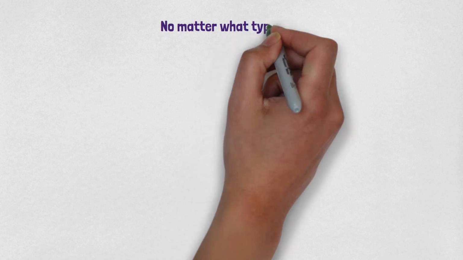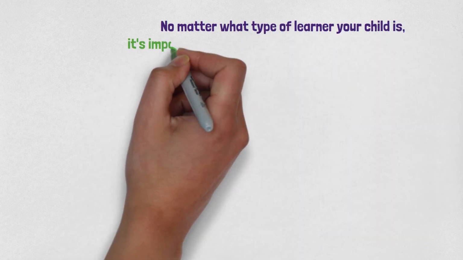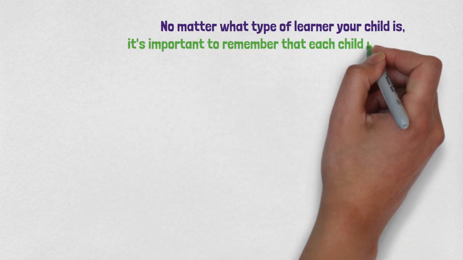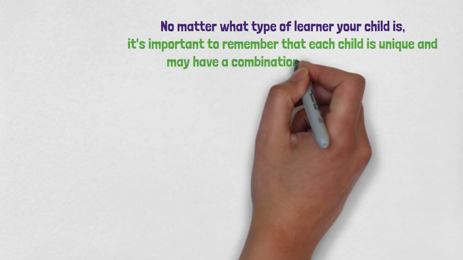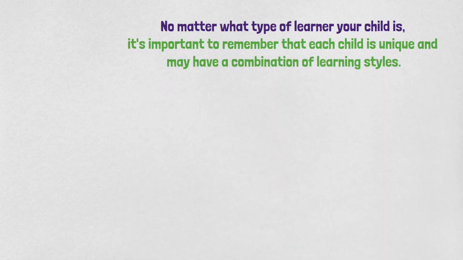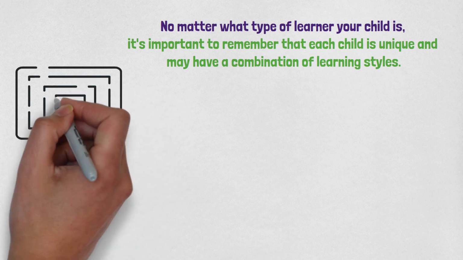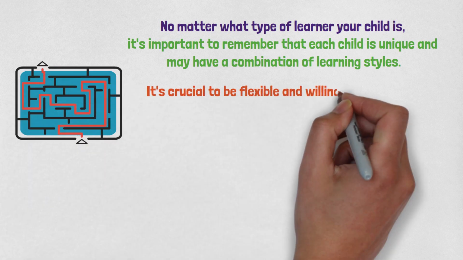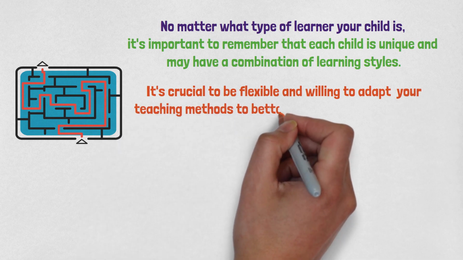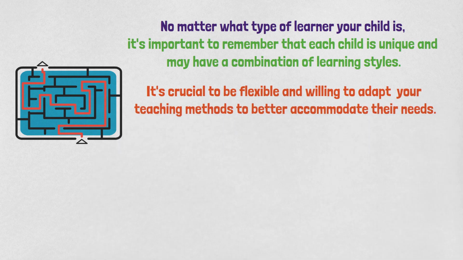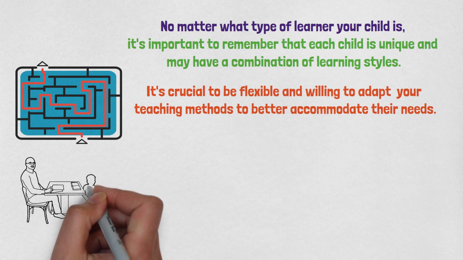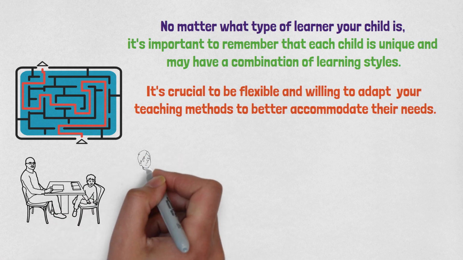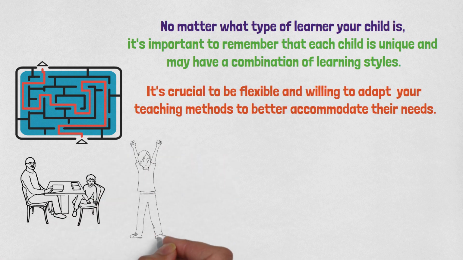No matter what type of learner your child is, it is important to remember that each child is unique and may have a combination of learning styles. It is essential to keep in mind that your child's learning styles may change over time, and it's crucial to be flexible and willing to adapt your teaching methods to better accommodate their needs. By supporting your child's unique way of learning, you can help them build confidence, self-esteem, and a love of lifelong learning.